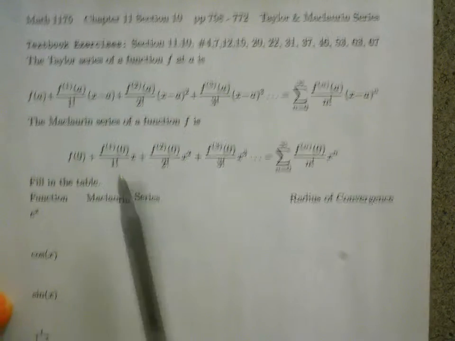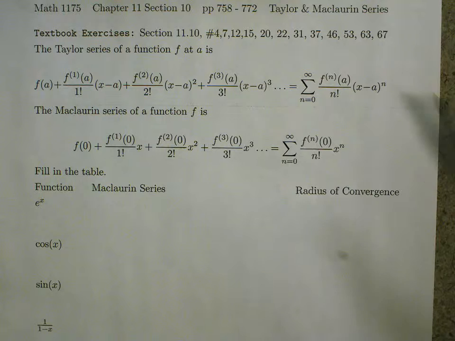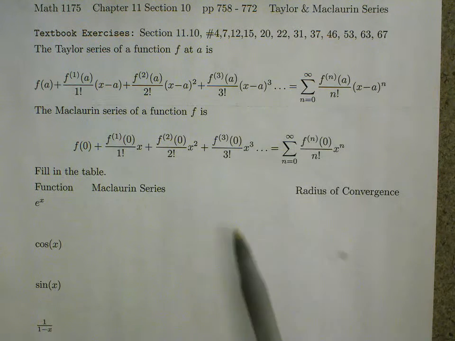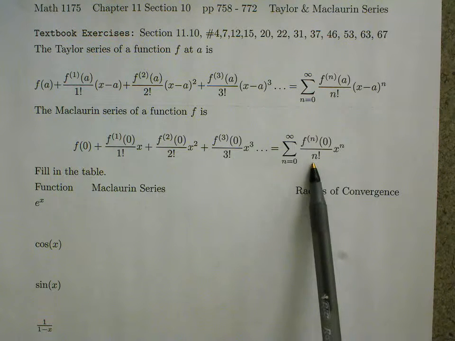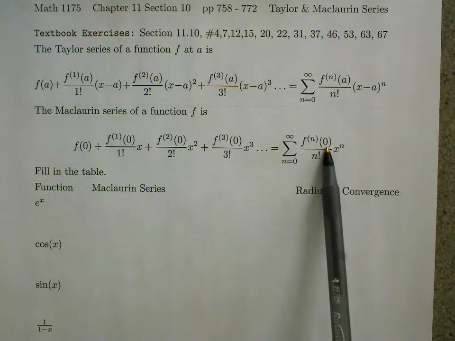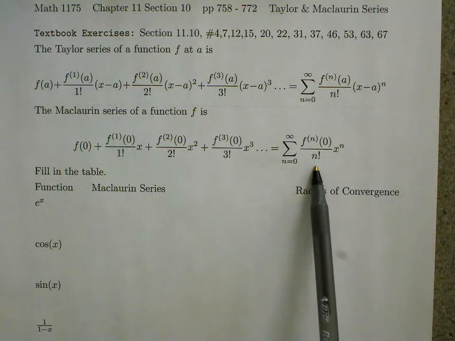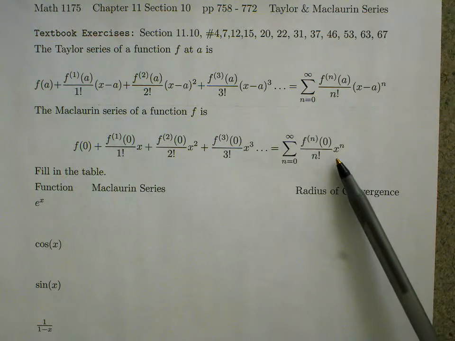The Maclaurin series of a function f, that's just a Taylor series at a equals 0. So for a Maclaurin series, the coefficients have the form the nth derivative of f evaluated at 0 divided by n factorial. And then we don't have a binomial here, we just have the variable x to the n.